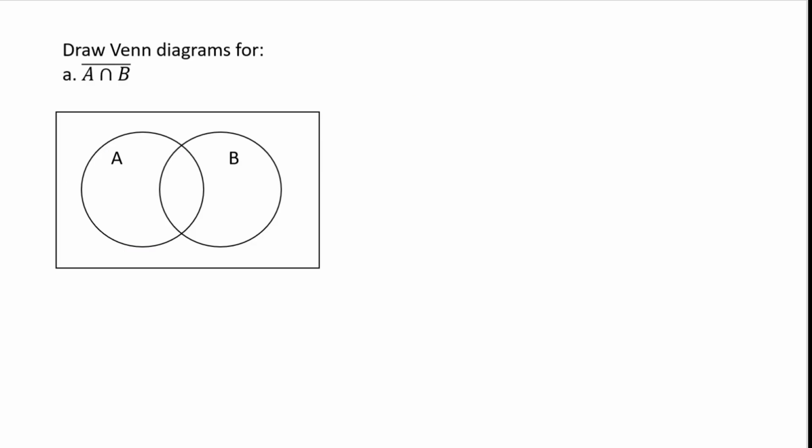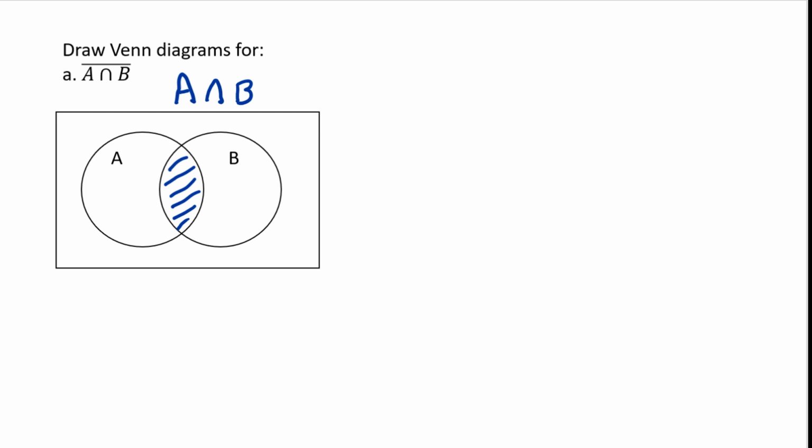Example, draw Venn diagrams for A. I've got the negation of A intersect B. Let's note that the line above A intersect B means negation. I'm going to do this in 2 steps. So I'm going to start with finding A intersect B. Intersect means what is common, and so that's the football looking shape that is common to both A and B.